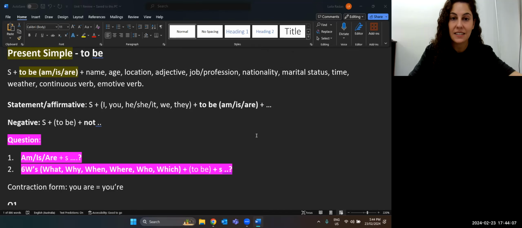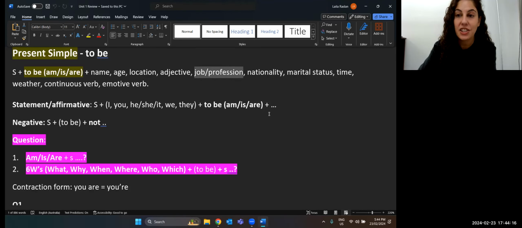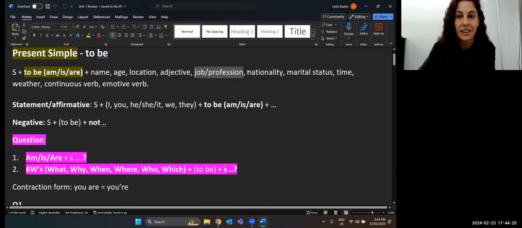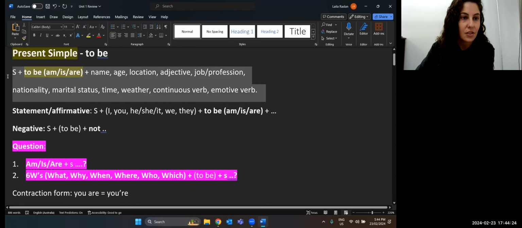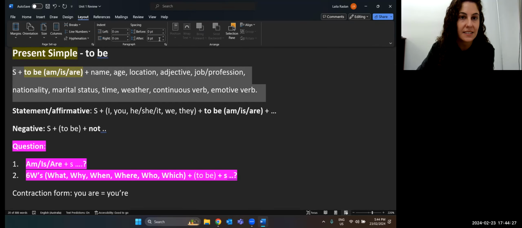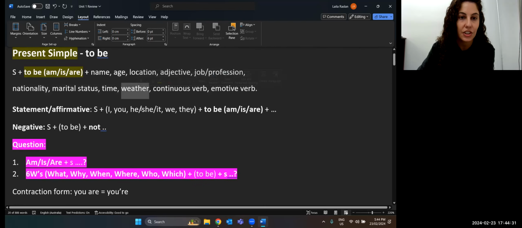Or fair skinned. Is it about my job or my profession? I am a teacher. I am an English teacher. Is it my nationality? I am Australian. Is it the weather that I'm going to be talking about? So the weather would be like saying, it is warm, it is cold, it is freezing outside.